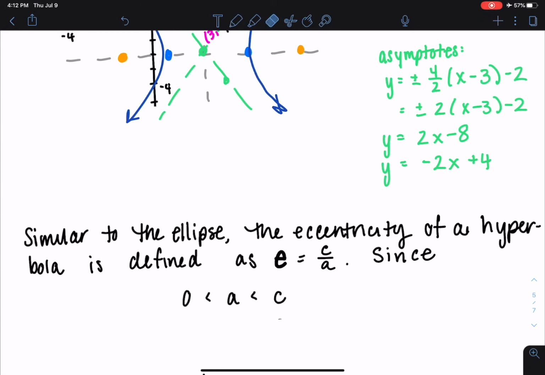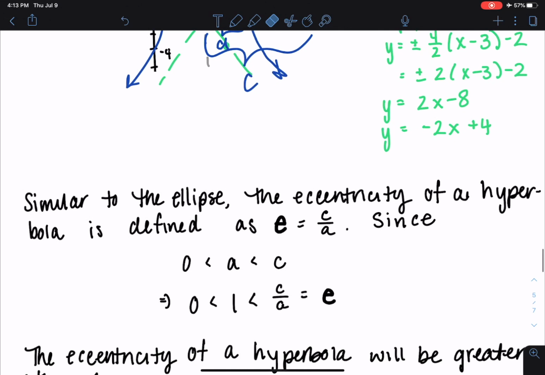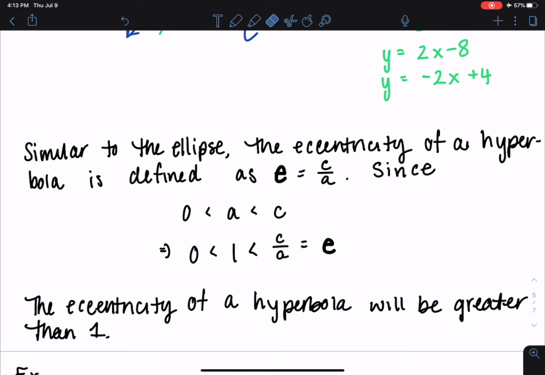So in this case, because the value of c is larger, because like here, this is your distance a, this is your distance c, since it's pushed inside, we get this relationship. So you're going to get 0 is less than 1, which is less than c over a. So the eccentricity of a hyperbola is always going to be something greater than 1. So if you're given the eccentricity, you'll be able to see what type of shape you actually have.